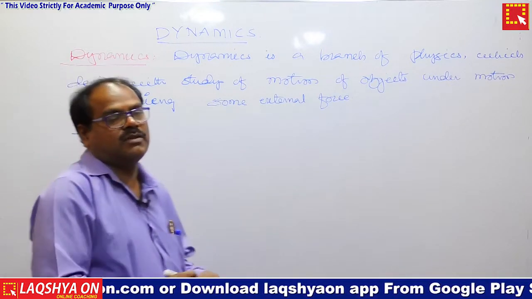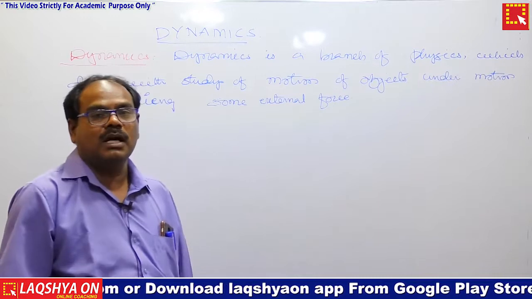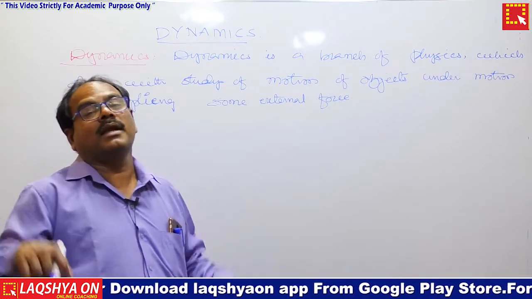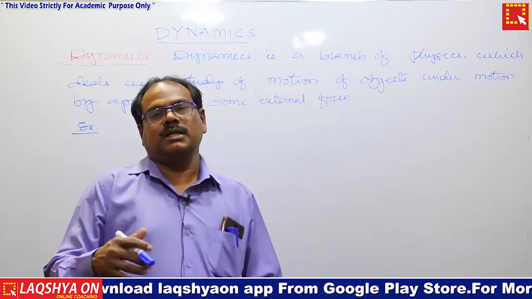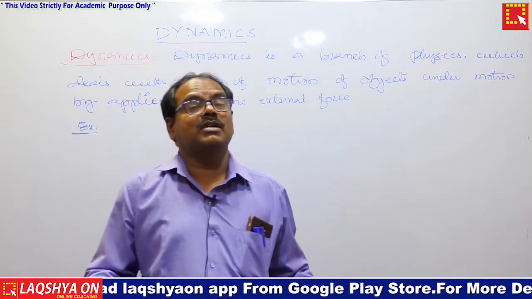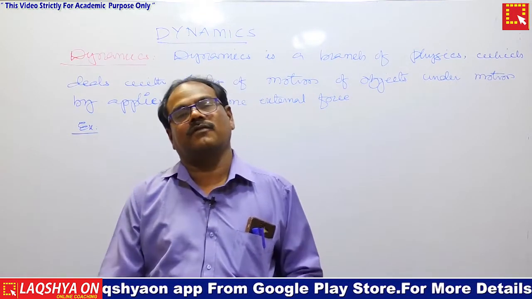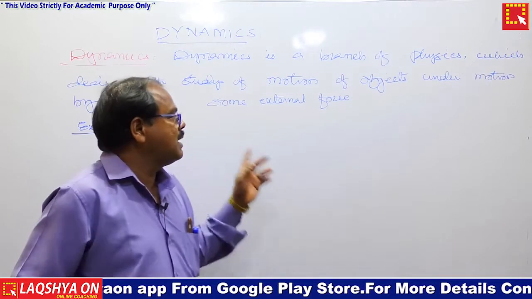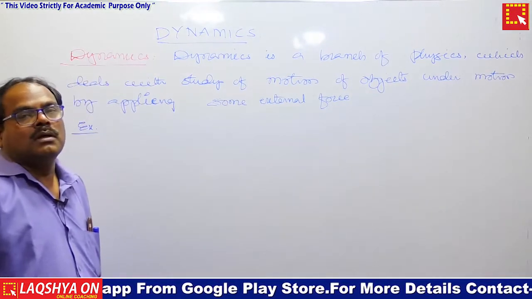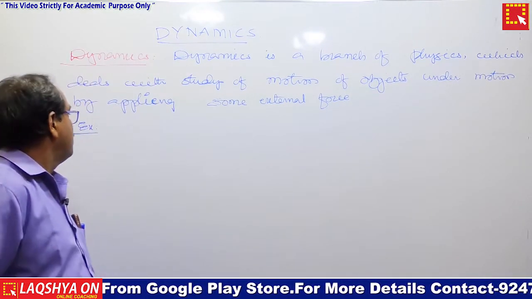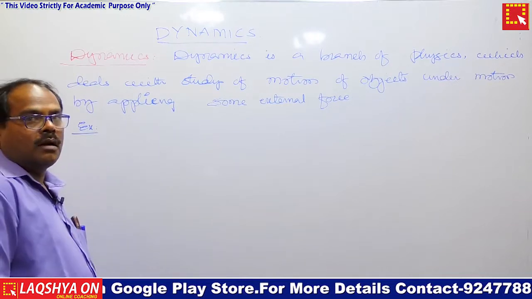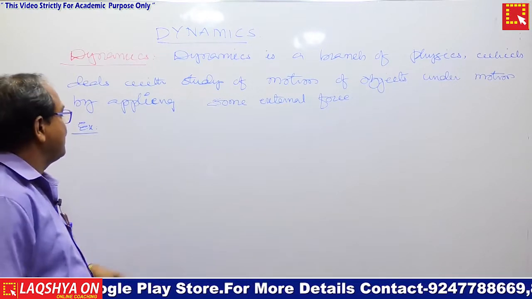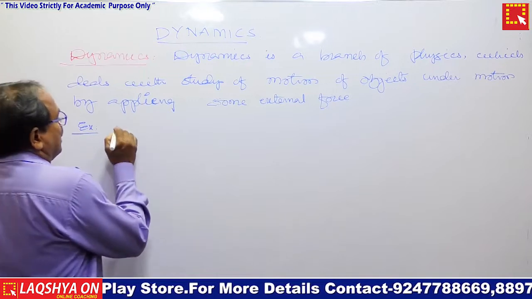Kinematics is a branch of physics which deals with the study of motion of objects without applying any external force. The subject dealing with motion of objects without applying any external force is kinematics, but with some external force it is known as dynamics. So any object under motion by applying some external force will come under dynamics. Example, number one, pushing a cart.